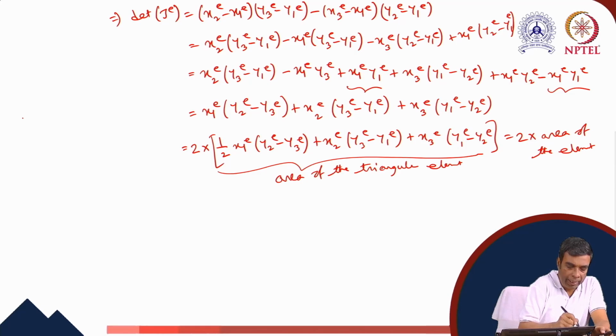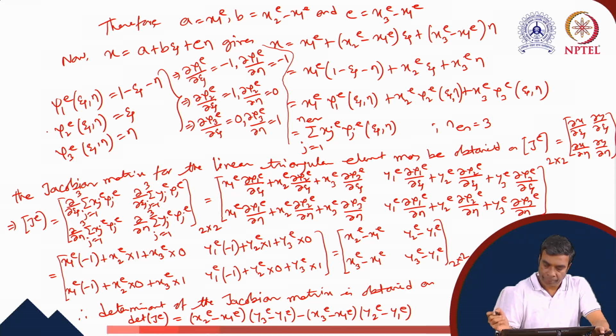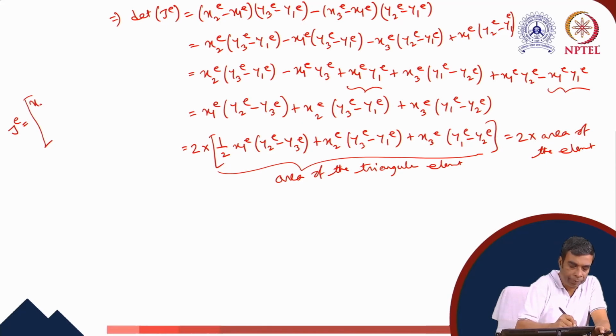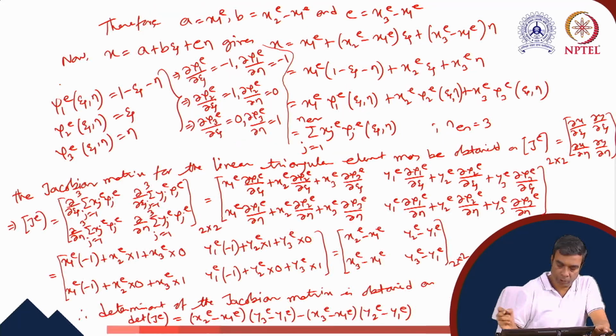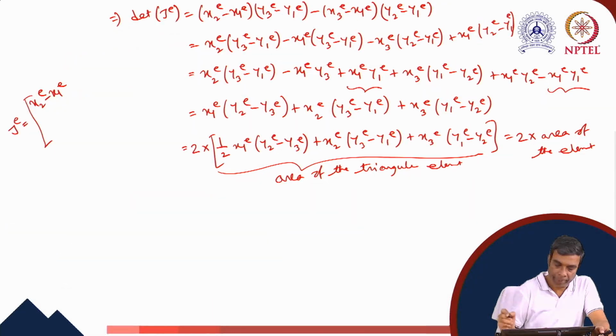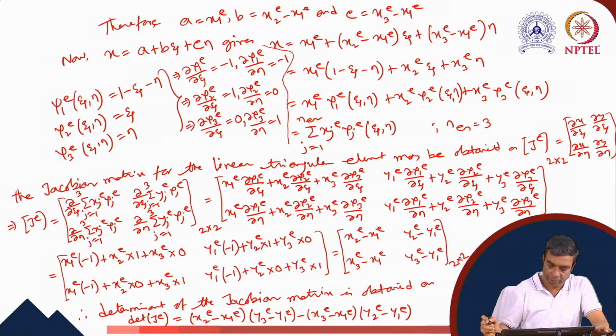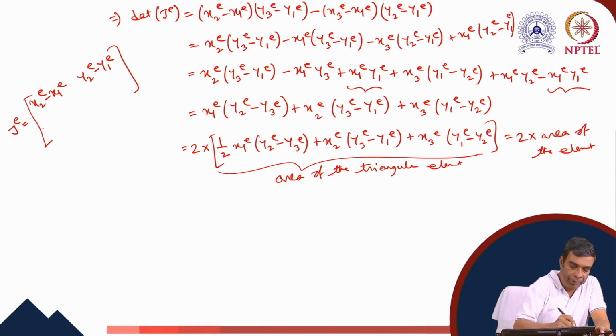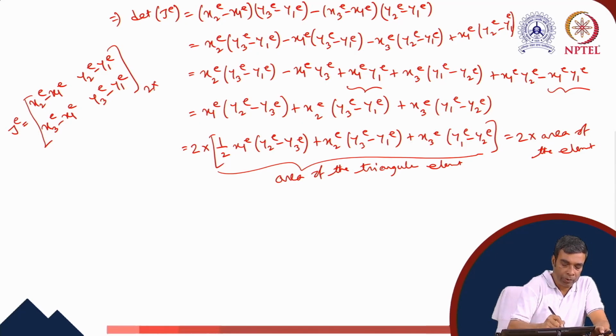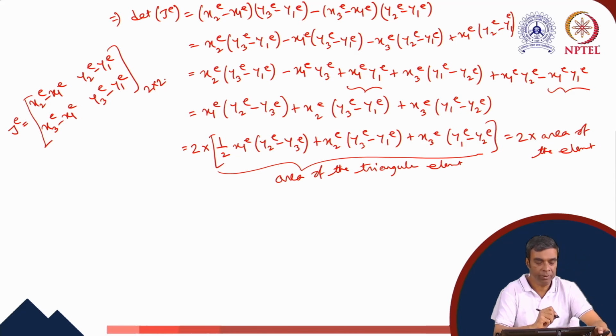So we had the Jacobian matrix as JE equals: first row X2E minus X1E, Y2E minus Y1E; second row X3E minus X1E, Y3E minus Y1E. So this was the Jacobian matrix for an arbitrary triangular element.